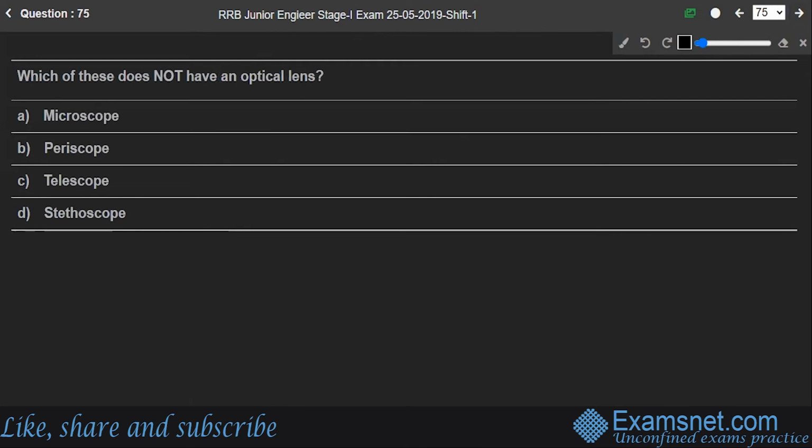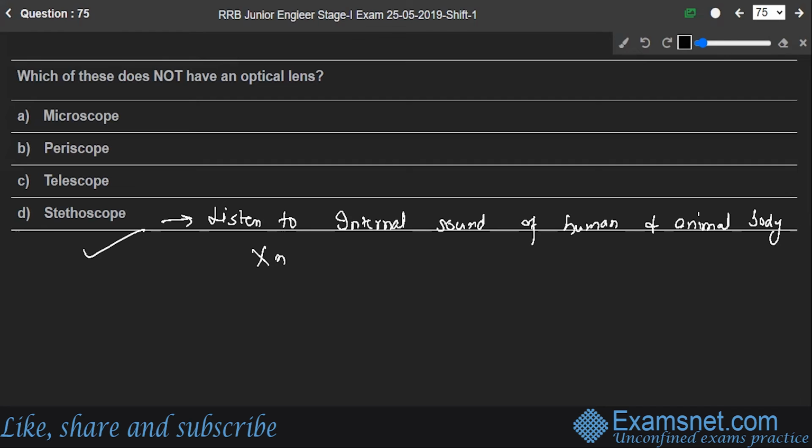Hope you understood that. Let's move to the next question, number 75. Which of these does not have an optical lens? Is it microscope, periscope, telescope, or stethoscope? Right answer to the question is stethoscope. This is not an optical lens. Stethoscope is a medical device that is used to listen to internal sounds of the animal body, and it does not have any lens.